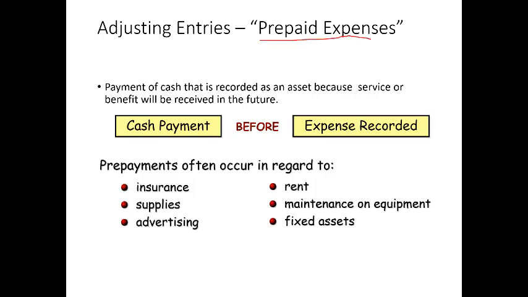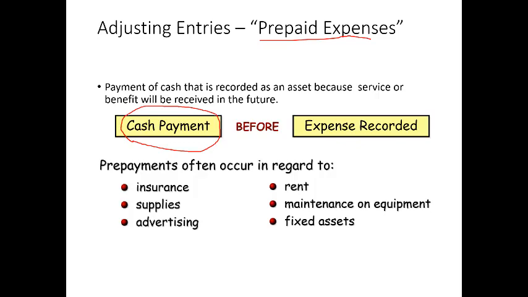So again, prepaid expenses are when you have a cash payment before an expense is recorded. A lot of times this happens with insurance. You'll pay for insurance before you use it, right? If you have car insurance, you buy car insurance at the beginning of the month rather than the end of the month. It wouldn't work very well if you bought it at the end of the month, because you probably only pay for it if you had a car accident. So, insurance is a good example. Supplies, you buy supplies for your business. You buy them before you use them. Advertising, a lot of times you pay for advertising up front and then they provide the advertising.